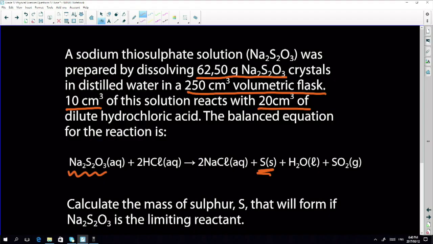Now, I've got two volumes for the sodium thiosulfate. I've got the original solution, and then they tell me only 10 centimeters cubed of it worked. So I have to first work out how many moles of sodium thiosulfate were used, because that will tell me how much sulfur we get. Okay, how do we do that? Well, I'm going to use concentration.